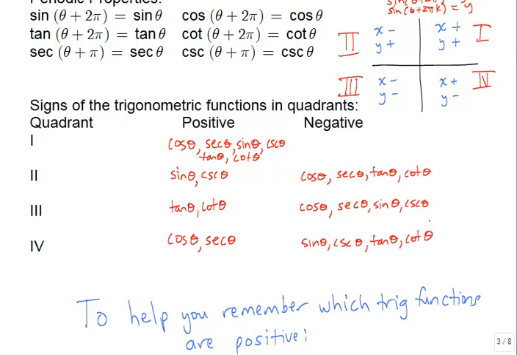So here is where we have positives. Everything is positive in quadrant 1, nothing is negative in quadrant 1. In quadrant 2, sine and cosecant are positive, the rest are negative. In quadrant 3, tangent and cotangent are positive, the rest are negative. And in quadrant 4, cosine and secant are positive, the rest are negative.